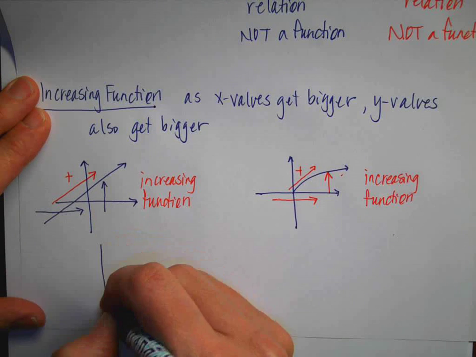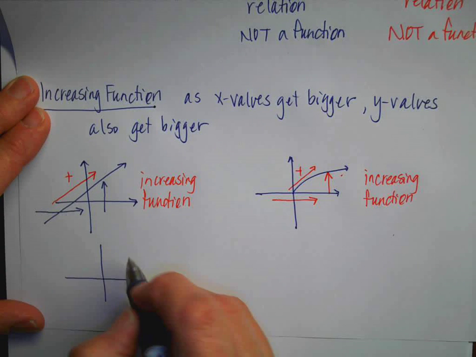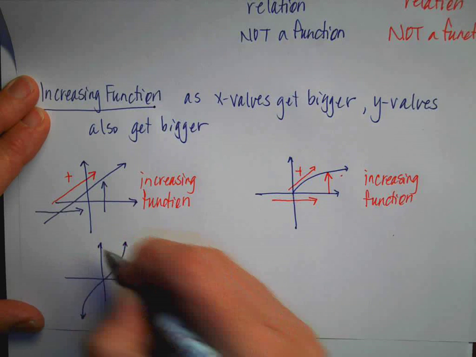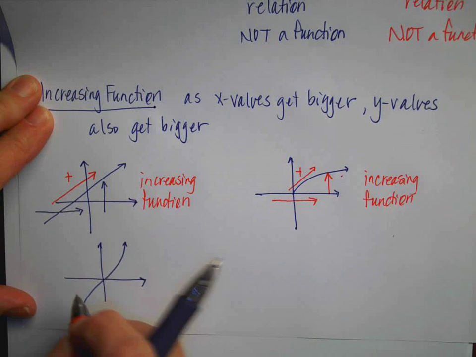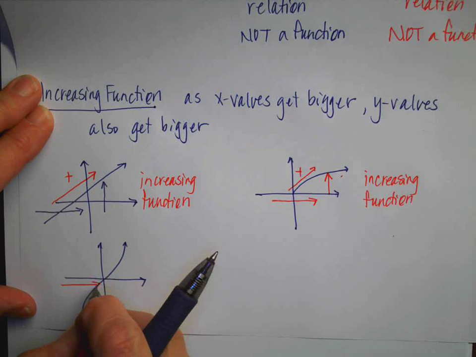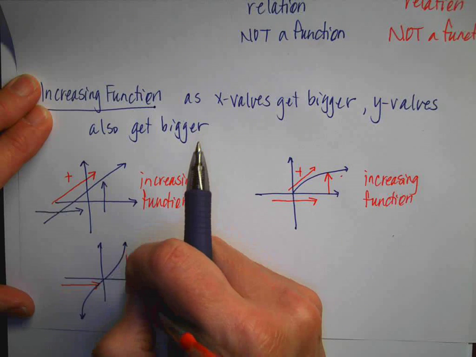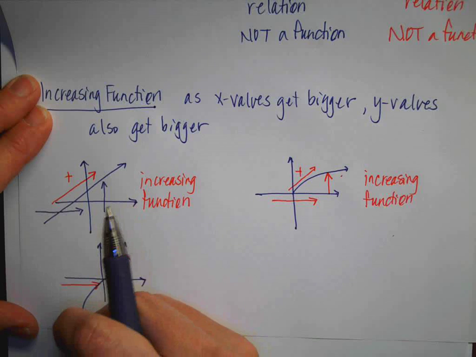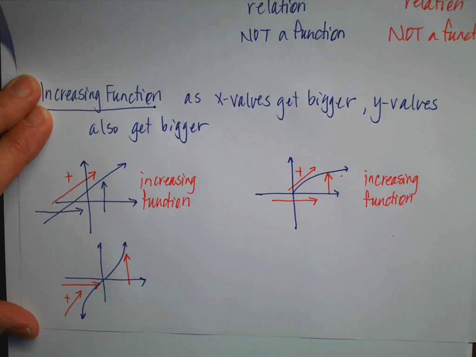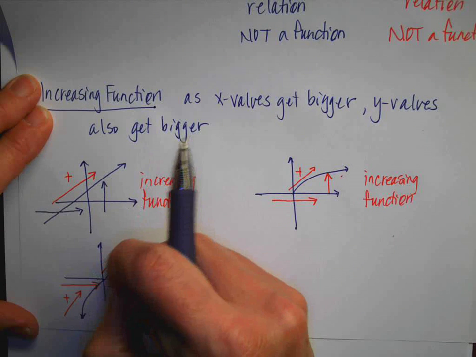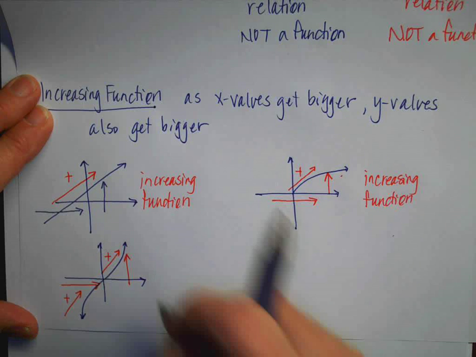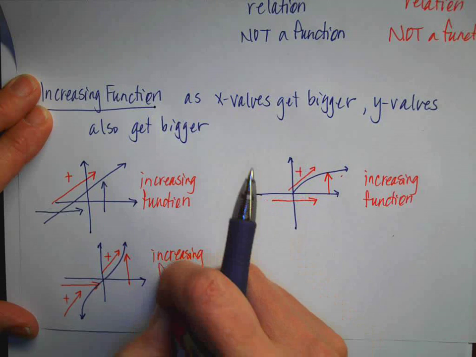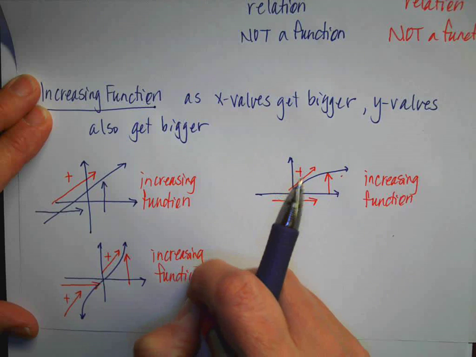Okay. I have one more example of a graph. So let's say I had this function. Okay, kind of cool looking, right? But as my x values are getting bigger, notice that my y values are also getting bigger. So that means that the slope is positive down here and the slope is positive up here. So this is also an increasing function.